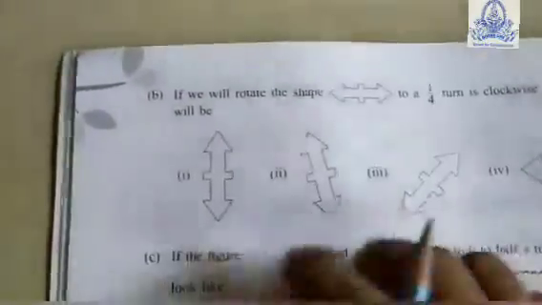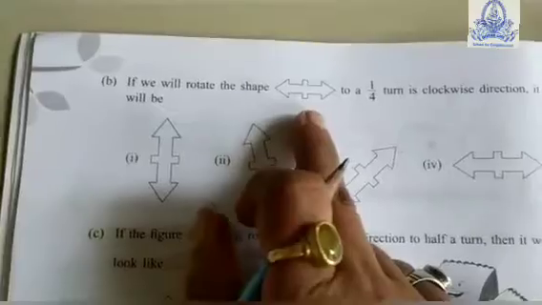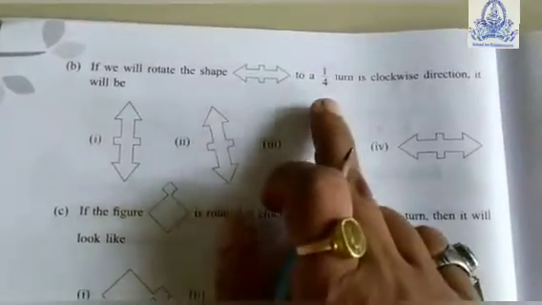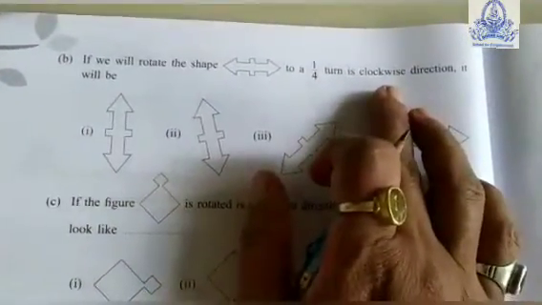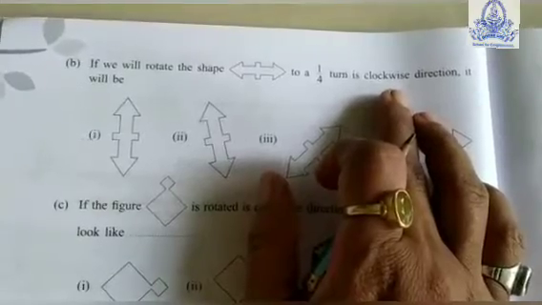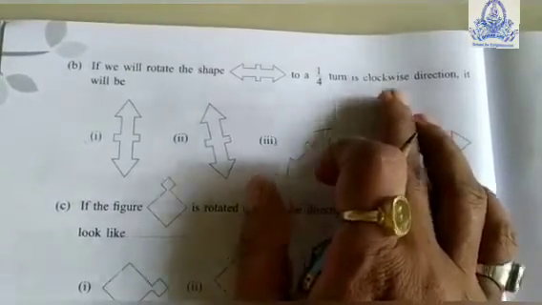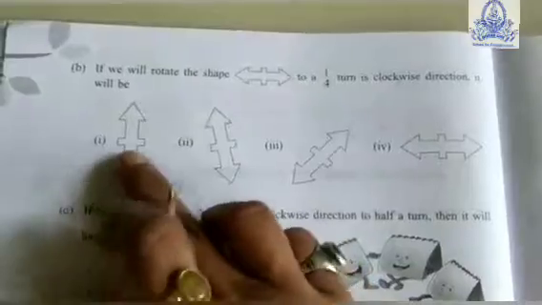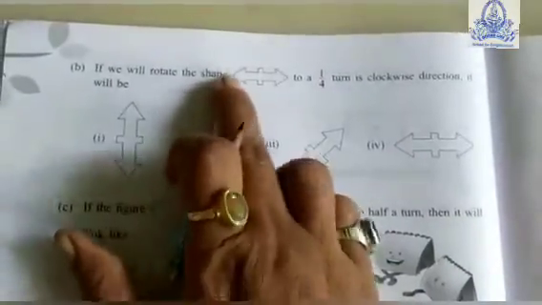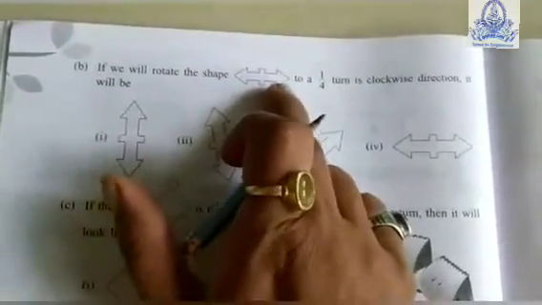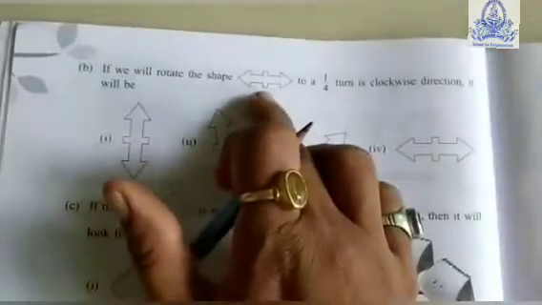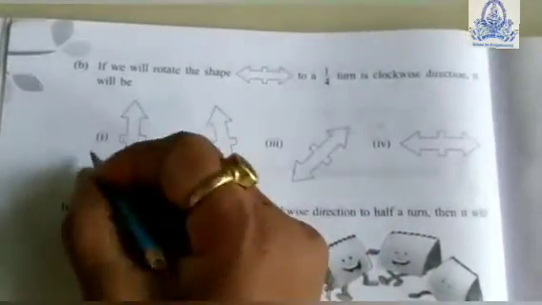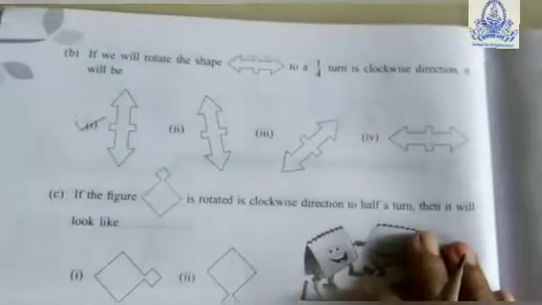Now if we rotate the shape, this shape is given a 1/4 turn in the clockwise direction, okay, I am telling 1/4 turn. So this is the answer, because this arrow will go upward, this arrow will go downward, and this part will be showing the middle. So the first is the correct answer.